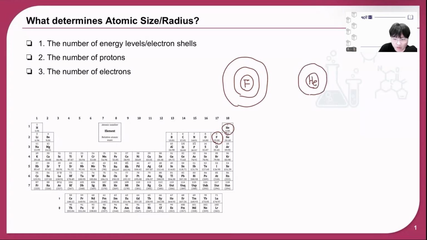Obviously, since fluorine has one more energy level, it's going to be larger in size compared to helium. So the greater number of energy levels an atom has, the larger its atomic radius is going to be.